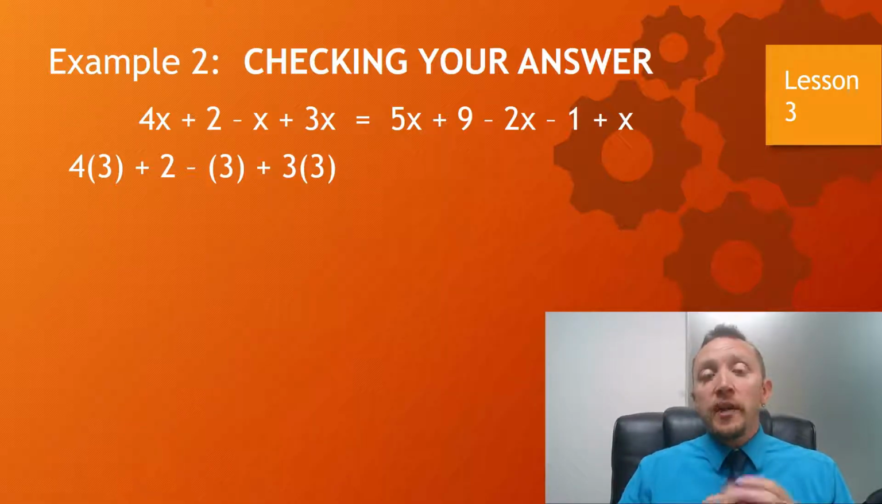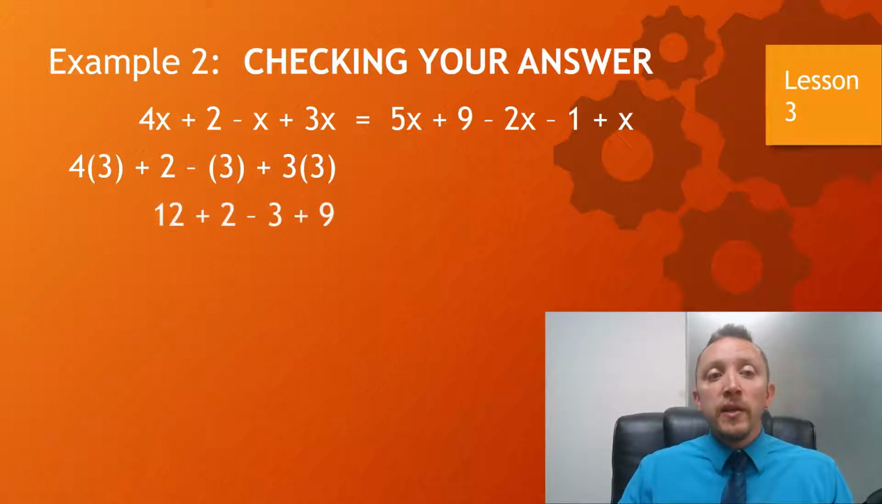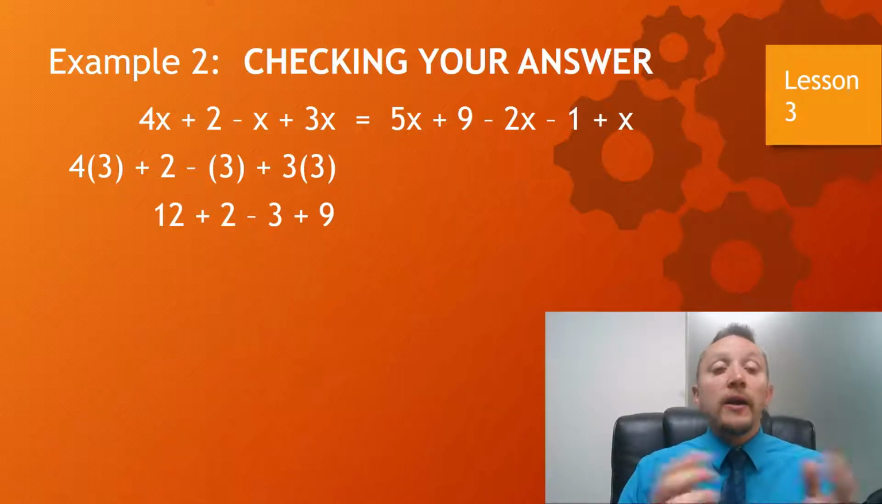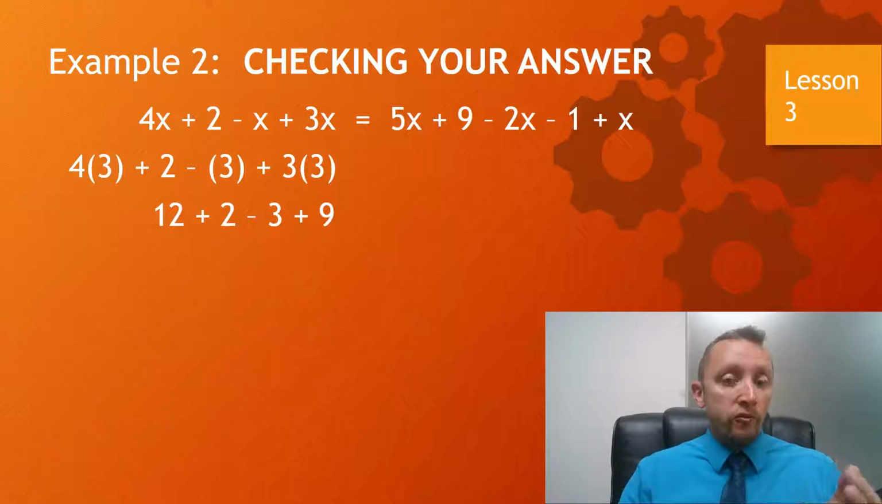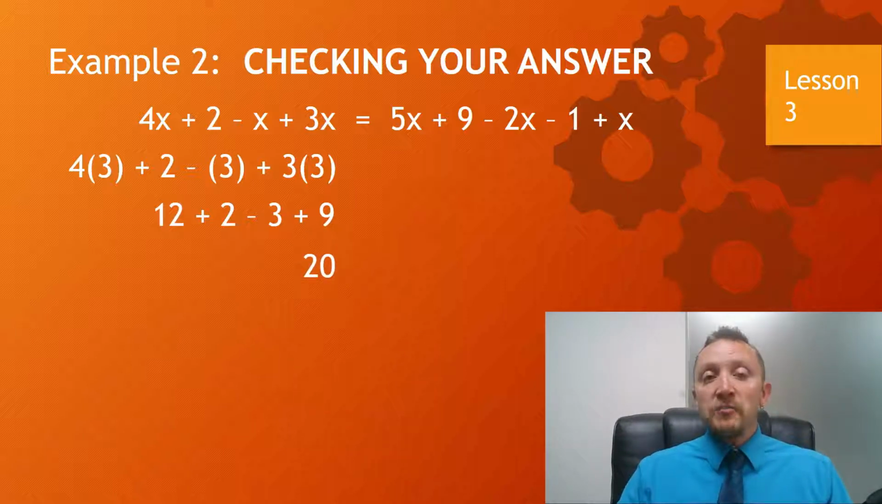So on the left side, again, replace those x's with 3's. So 4 times 3 would be 12, and then the other 3 times 3 would be 9. The rest would just stay the same. So we'd have plus 2 minus 3 in between there. All right, so now let's simplify that. So 12 going from left to right. 12 plus 2 would be 14. 14 take away 3 would be 11. 11 plus 9 would be 20. So the left side simplifies to be 20.